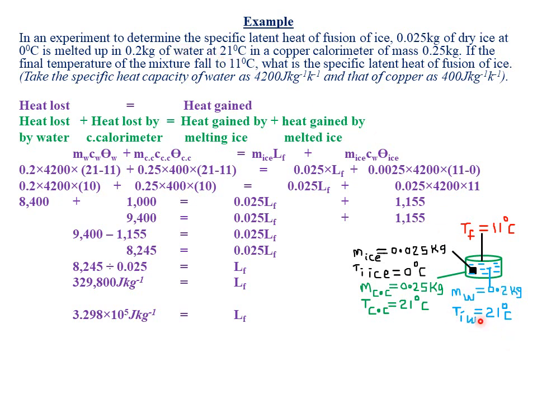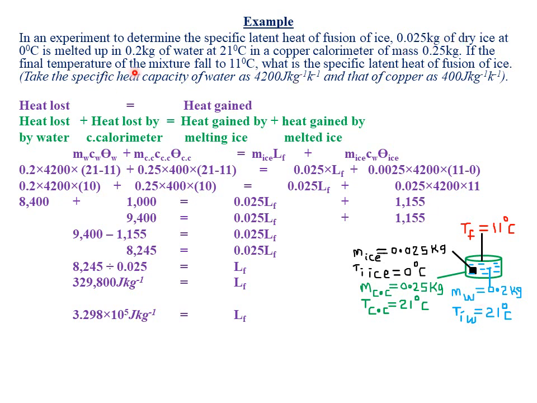So the initial temperature for the water is 21 degrees Celsius, in a copper calorimeter of mass 0.25 kg. So the mass of the copper calorimeter is 0.25 kg. Then because the water was initially placed in the copper calorimeter, it simply means that the copper calorimeter will assume the initial temperature of the water. So if the initial temperature for the water was 21 degrees Celsius and the water was placed in the calorimeter, it simply means that the initial temperature for the copper calorimeter will also be equal to the initial temperature for the water, which is equal to 21 degrees Celsius.